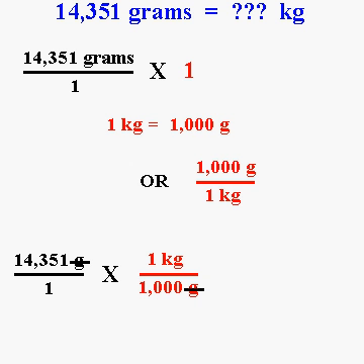So if I take 14,351 over 1 and multiply by 1 over 1,000, I get 14.351. That's the number. The unit, kilograms. Well, that's what we wanted our answer in. So our final answer is 14.351 kilograms.